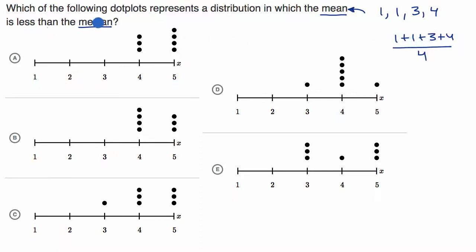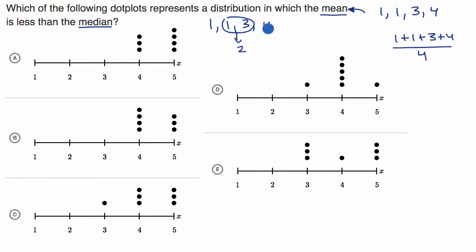Now, the median is the middle number. So if we take these same four numbers, to figure out the middle number I'd want to order them. They're already ordered, 1, 1, 3, 4. And when you have an even number of numbers like this, you look at your middle two numbers, which in this case is 1 and 3. What's typical is that you would go halfway between 1 and 3, which would be 2. So in this case, the median would be 2.